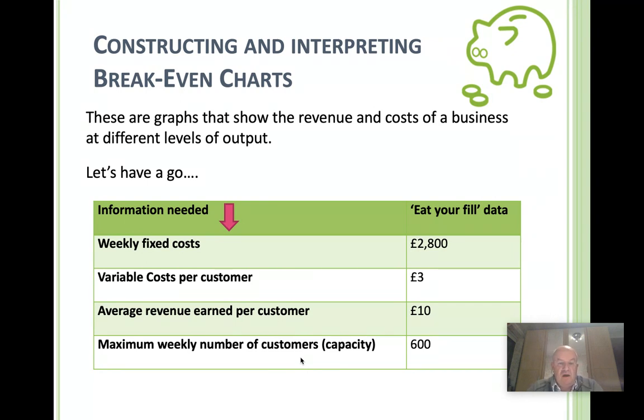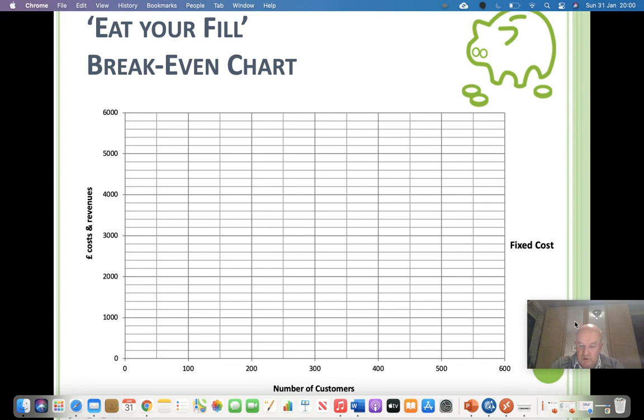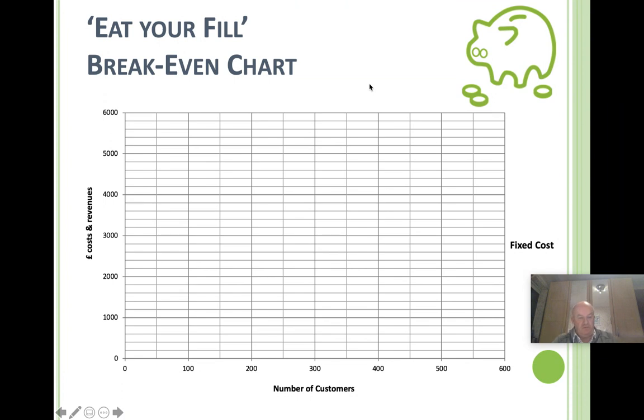Now, in terms of how we can put together a break-even chart to help us decide whether this is going to work for us or what the break-even value is going to be, the number of units, this is the way in which we might go about it. Okay, so here's an example of a break-even chart. It's not been filled in yet, but this is our Eat Your Fill break-even chart. We've got cost and revenue down the vertical axis, and that ranges from 0 up to £6,000. And then we've got the number of customers from 0 again to 600.